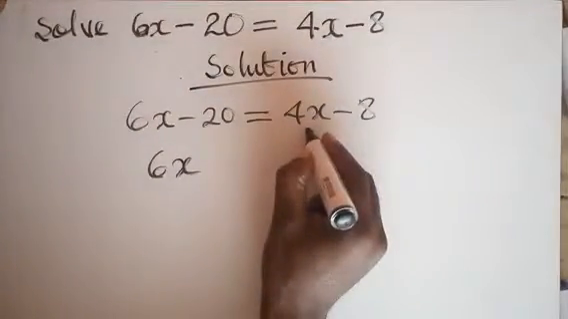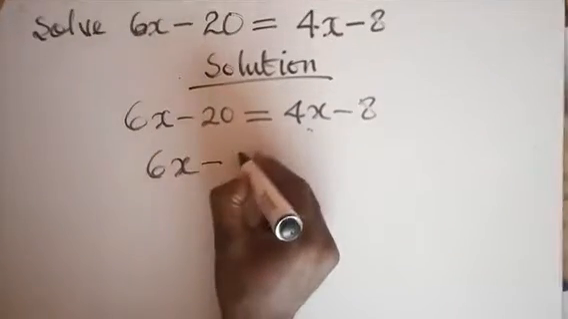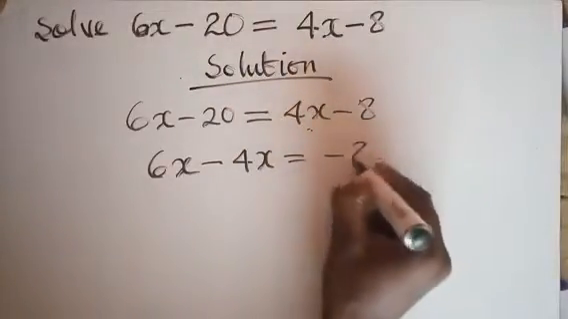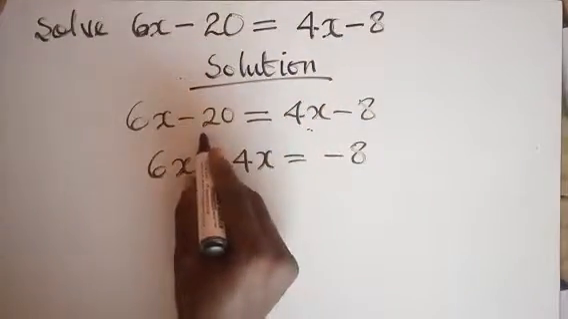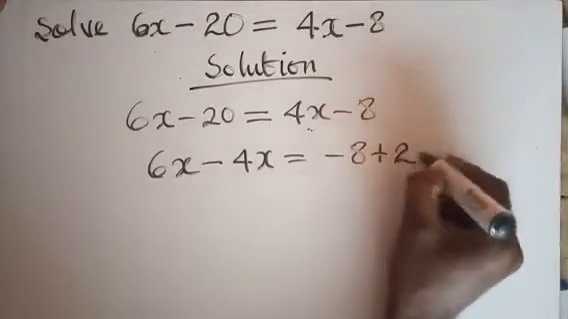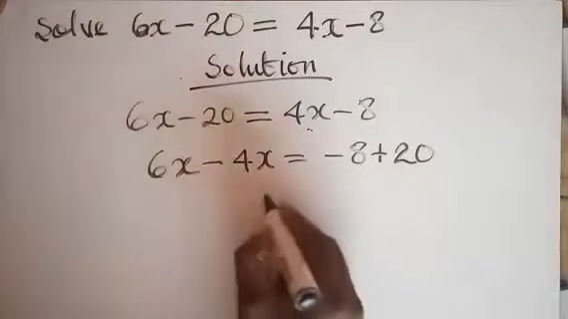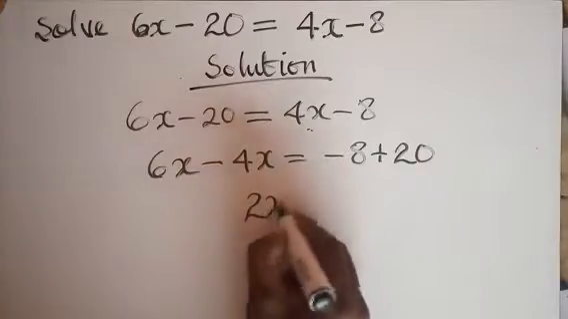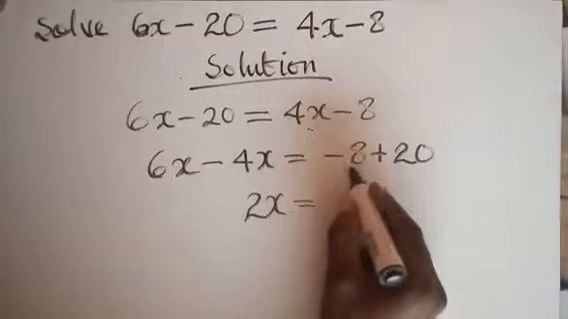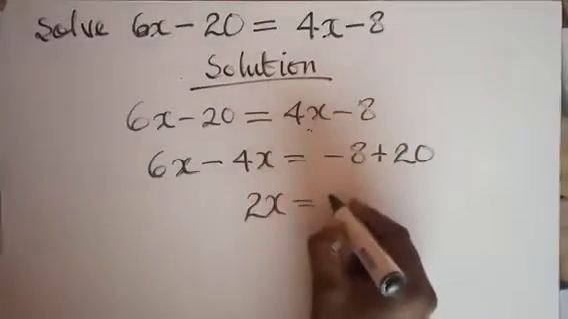Over here it is positive. When it crosses the equal sign, it becomes negative. So I'm going to get minus 4x, then minus 8. Then negative 20 will cross the equal sign and become positive 20. So when I take 4x from 6x, I'll be left with 2x. Then minus 8 plus 20. You are owing 8, you have 20. If you pay off your 8, you'll be left with 12.